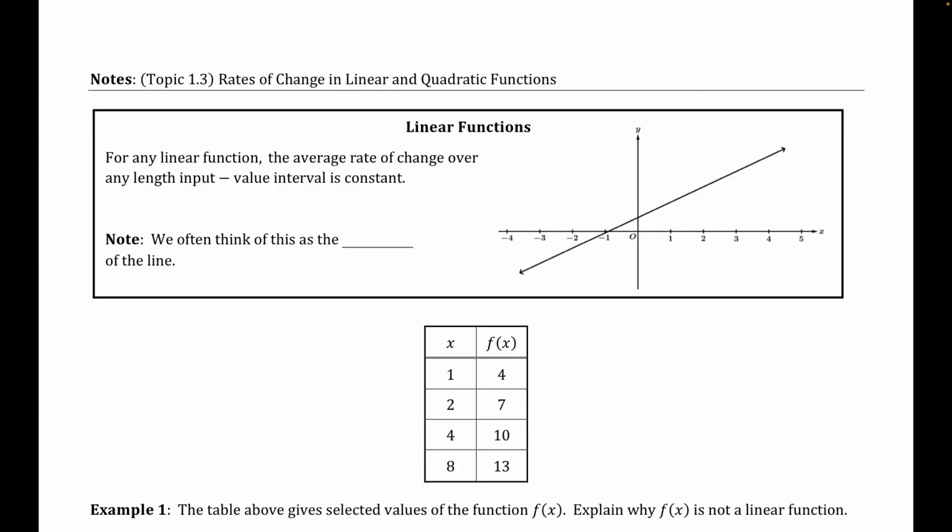We are in AP Precalculus. We're doing the note for topic 1.3, rates of change in linear and quadratic functions.